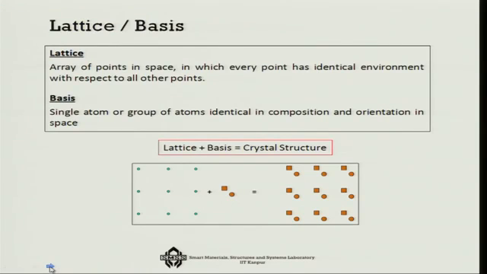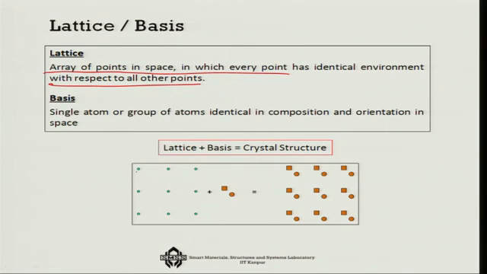Now, from there one more point we have to keep in our mind, that there are 2 important things here. One is called the lattice and another is called the basis. What is the lattice? It is an array of points in space in which every point has identical environment with respect to all other points.